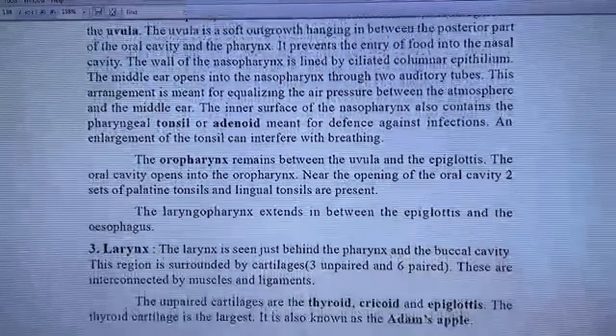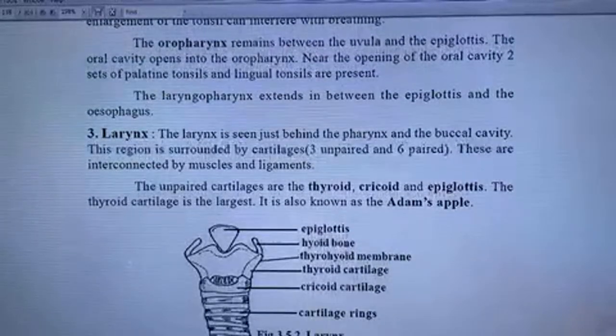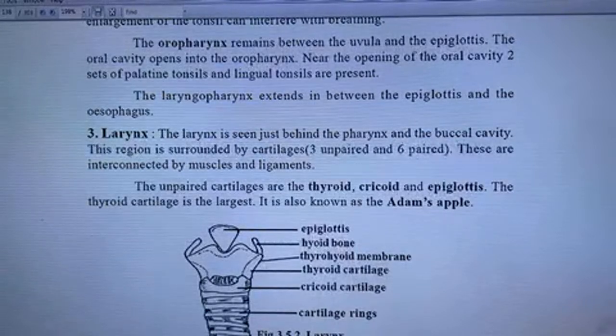The oropharynx remains between the uvula and the epiglottis. The oral cavity opens into the oropharynx. Near the opening of the oral cavity, two sets of palatine tonsils and lingual tonsils are present. The laryngopharynx extends in between the epiglottis and the esophagus.